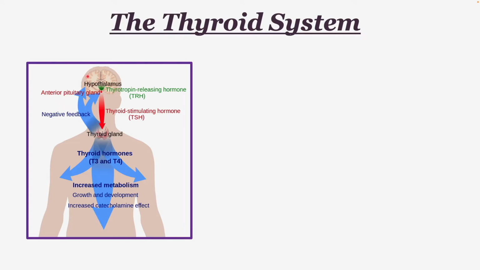Very briefly, from a physiological standpoint, thyrotropin-releasing hormone is released from the hypothalamus to stimulate the pituitary gland to produce thyroid-stimulating hormone, TSH. This signals the thyroid gland to produce T3 and T4 hormones, which regulate increased metabolism, growth and development, and increased catecholamine effects. In a negative feedback loop, this increase in thyroid hormone production produces a negative feedback effect on the anterior pituitary gland to decrease TRH. Thus, a balance is achieved.